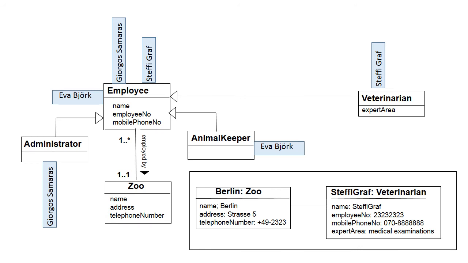Not only that, when we create an object of the veterinarian class, it inherits not only the attributes, it also inherits the association. And since we now create an object, it's going to be a link to another object, in this case the Berlin Zoo.